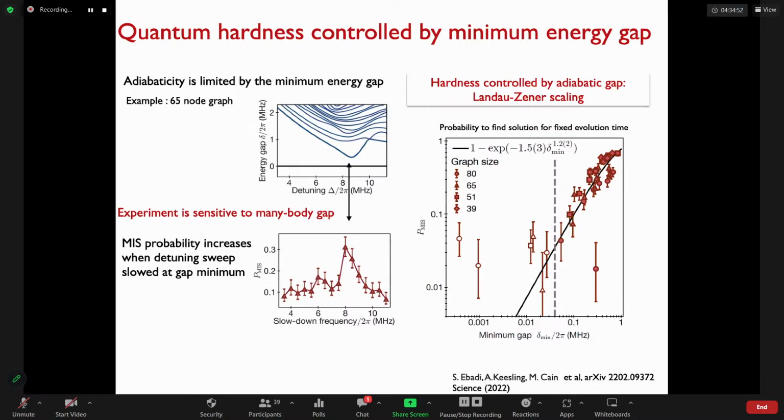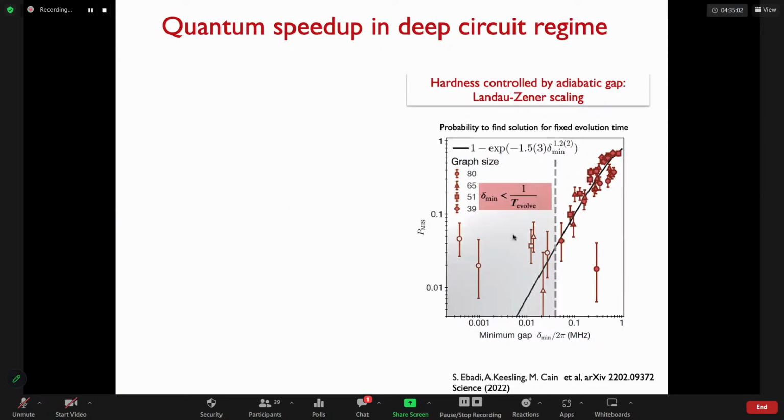And we also see here that there are two regimes. One is where there is very nice matching to the Landau-Zener, and there is one where there is no matching at all. And we understand it because this is the regime where our evolution is not long enough to resolve this minimum gap.